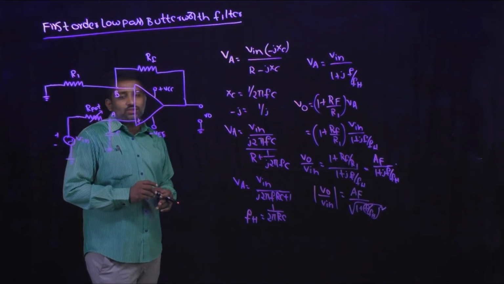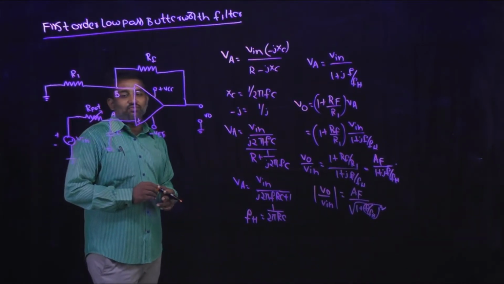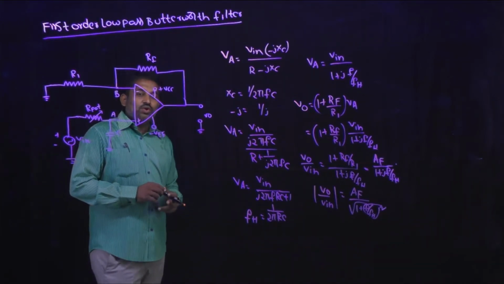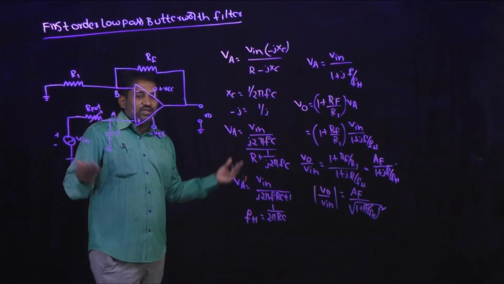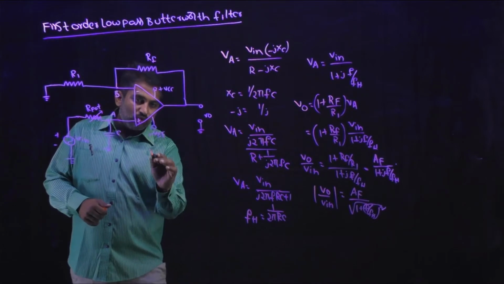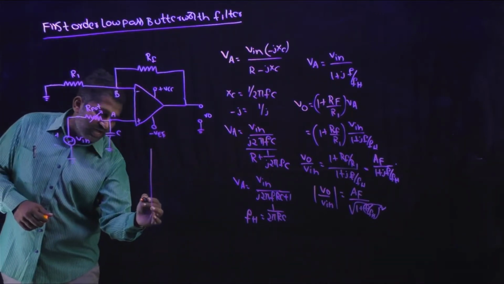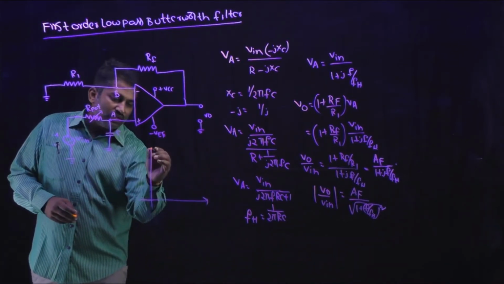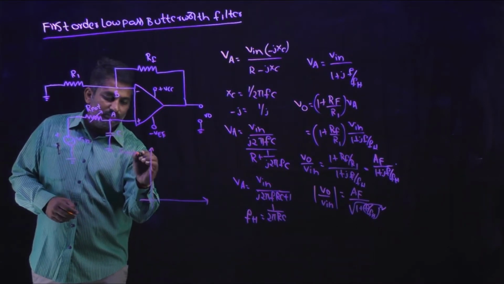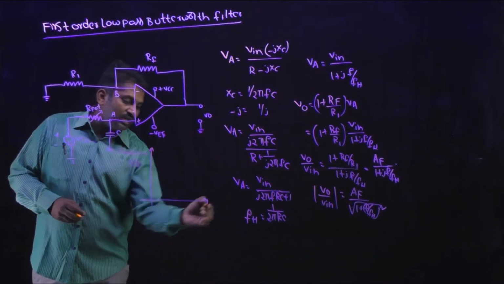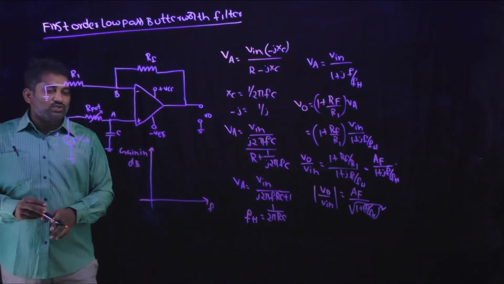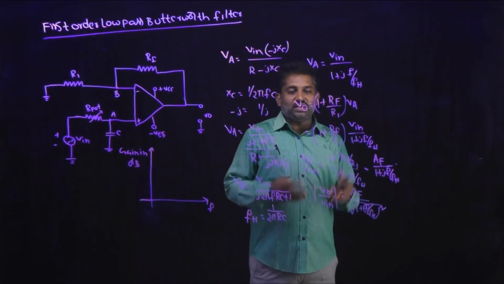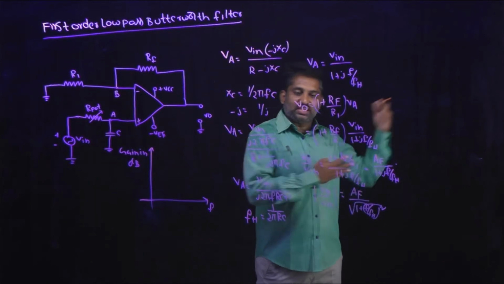We can also calculate the phase angle. Phi is equal to minus tan inverse F by FH. From this gain, we can draw the frequency response easily. Here I am going to represent the frequency response curve for the first order low pass Butterworth filter. Here we are going to take the gain in dB, and here I am going to consider the frequency. So first tell me what happens when F is at lower frequencies, when F is equal to FH, and when F is greater than FH.